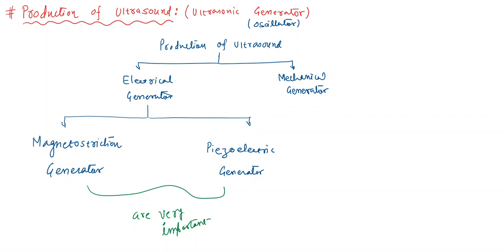So one is magnetostriction, another one is piezoelectric generator. Now in our next two consecutive lectures, we will discuss magnetostriction generator in first lecture and piezoelectric generator in the second lecture. So this is the only introduction about the production of ultrasonic waves. We will discuss the generators in our upcoming lectures.